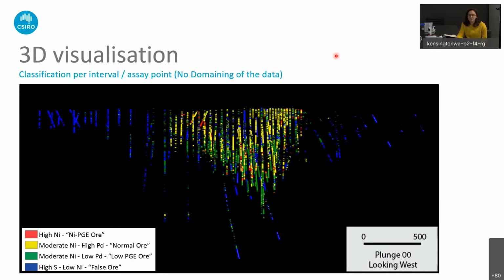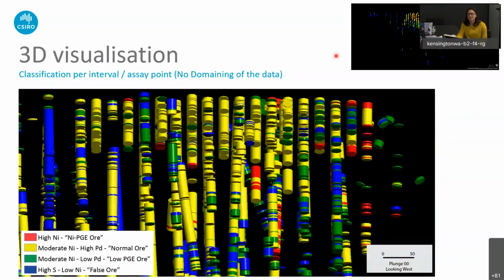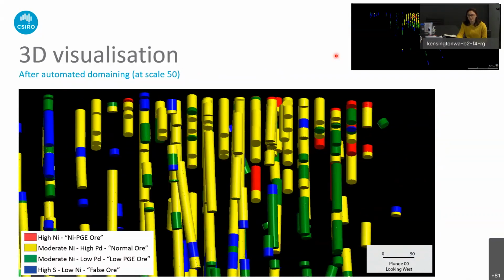And this is extremely noisy, which is why we wanted to use the tessellation. And this is after the automated domaining at a specific scale that we'd chosen. You can see how you can really see the trends a lot better. You get rid of the noise, but you still have important features, like when there's a lot of difference in the actual composition and you get a different ore type, even if it's a small interval, you still see it. So you don't lose that in the process. This is just a close-up here. This is before the automated domaining, and this is after.